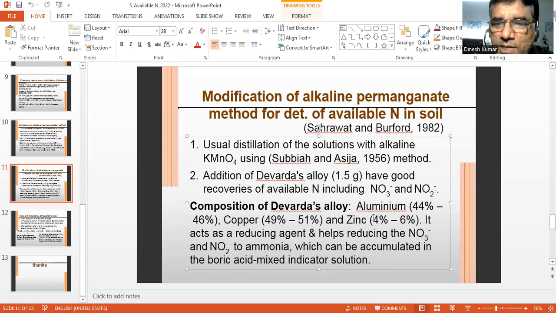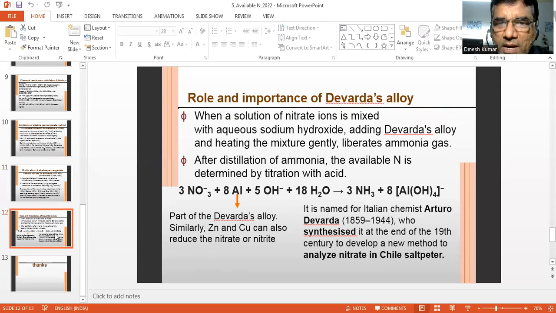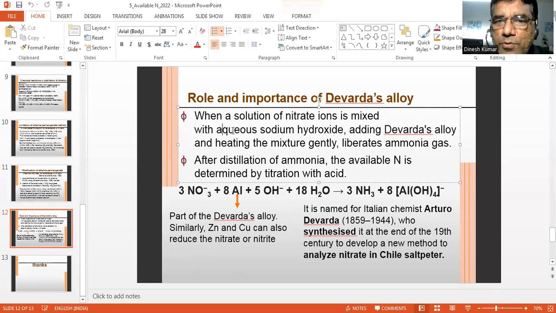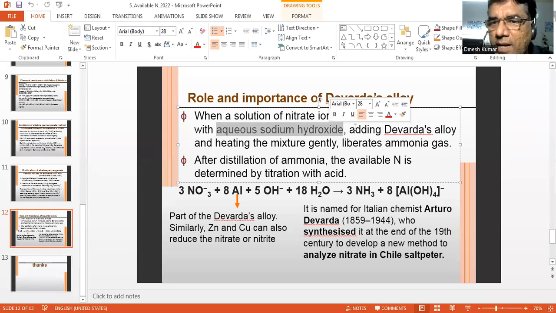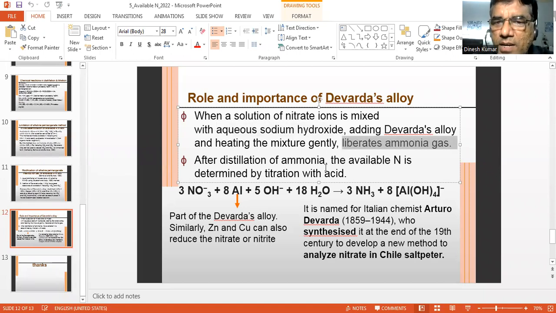It acts as a reducing agent and helps reduce the nitrate and nitrite to ammonia, which can be accumulated in the boric acid mixed indicator solution. So this is about Devarda's alloy, a little more about Devarda's alloy. When a solution of nitrate ions is mixed with aqueous sodium hydroxide, adding Devarda's alloy and heating the mixture gently, it liberates ammonia gas. After distillation of ammonia, the available nitrogen is determined by titration method.